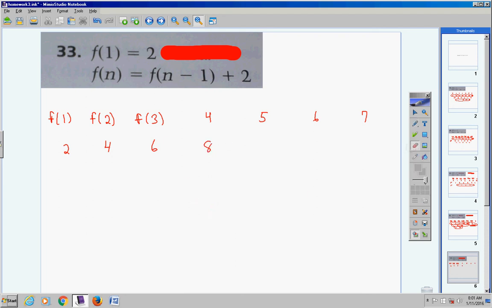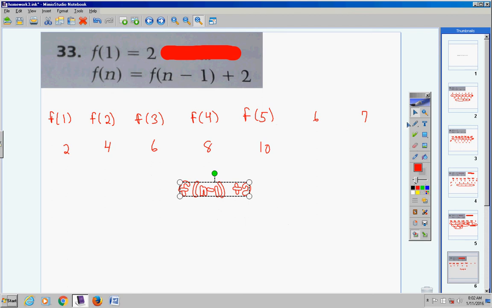Moving on to substituting 5 in, all right? Put a 5 in for n right here. 5 minus 1 is 4, so we have f of 4. F of 4 is 8, plus 2 is 10. So f of 5 is 10.